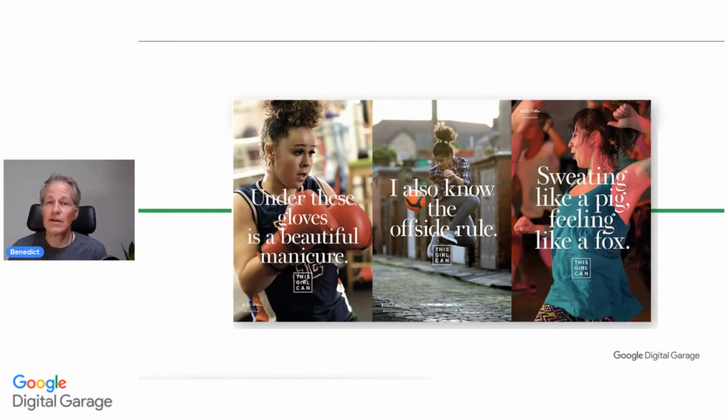So the This Girl Can campaign was huge on social media and continues to be so. You got here under these gloves is a beautiful manicure. I also know the offside rule and sweating like a pig, feeling like a fox. It's that liberty I can be who I like as a lady, as a woman. I can be those different things.